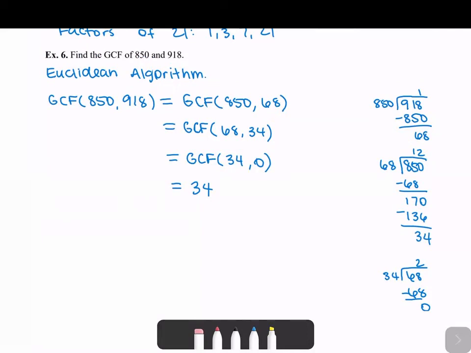The examples that they give, they only give one real example in the book that has numbers that were a little bit smaller. So I just wanted to give you an example that was a little bit bigger.